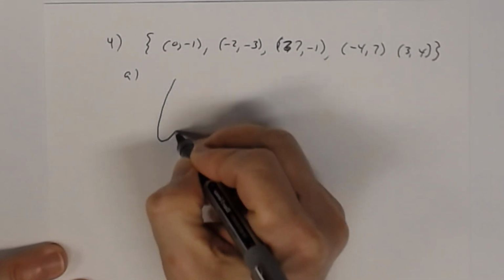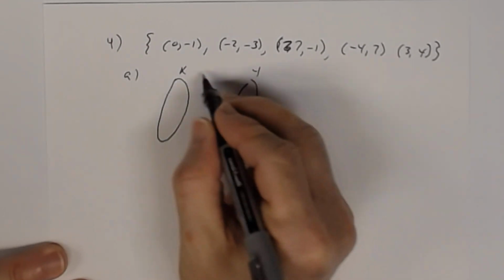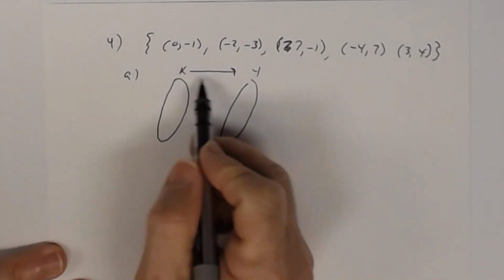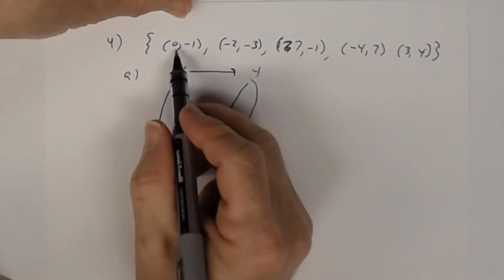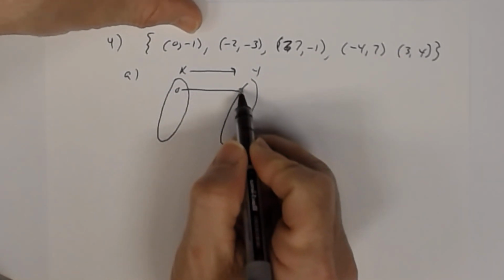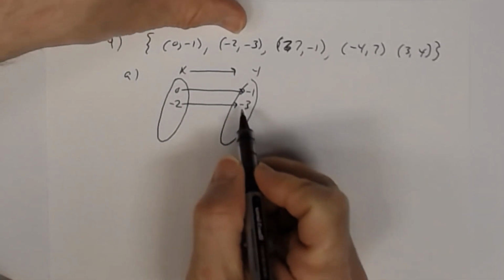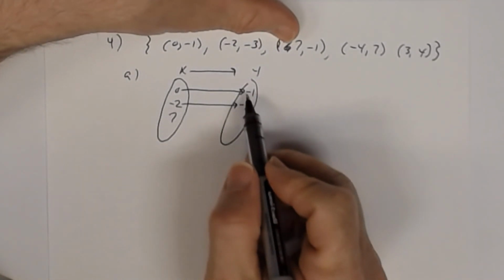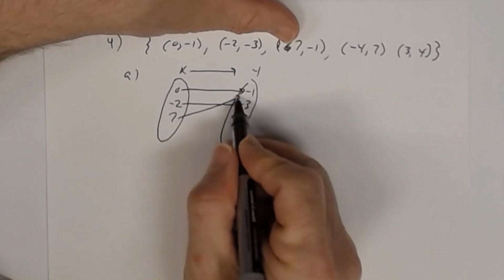So again, use a mapping. It does help. And remember, the definition of function says for each x, it's got to be one y. So let's see if we only have one arrow going from each x to a y. When x is 0, my y value is negative 1. When x is negative 2, my y value is negative 3. When x is 7, my y value is negative 1. I already have negative 1. Only list it once. Just like this.